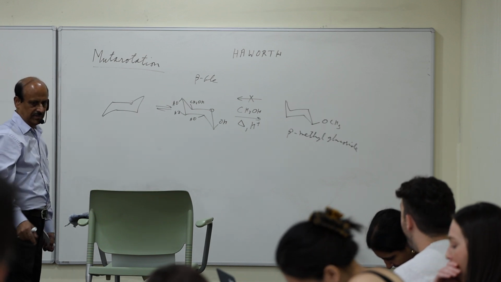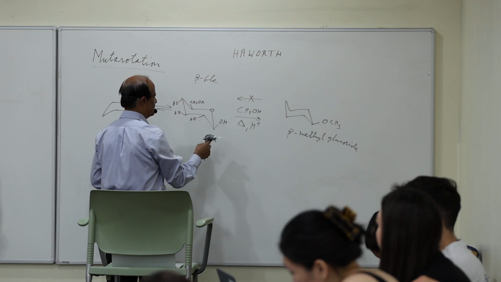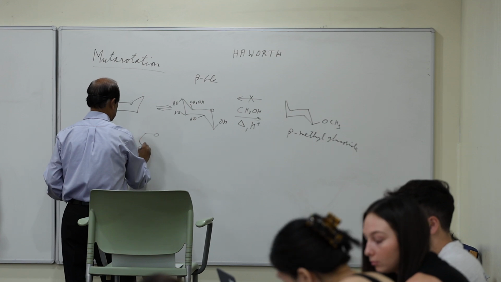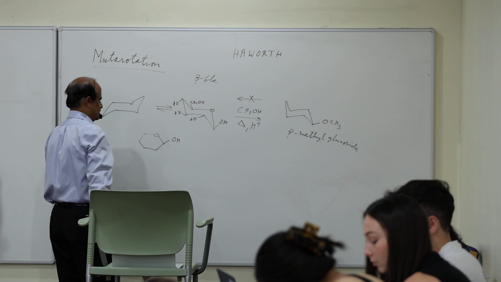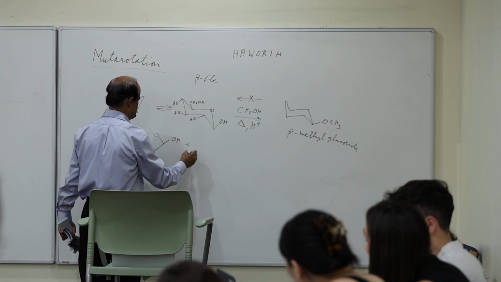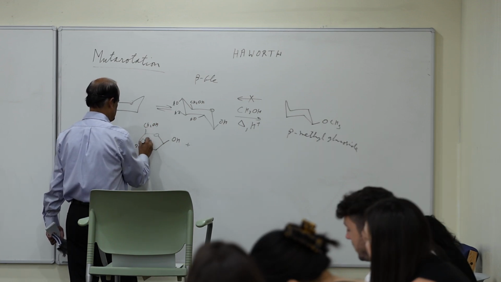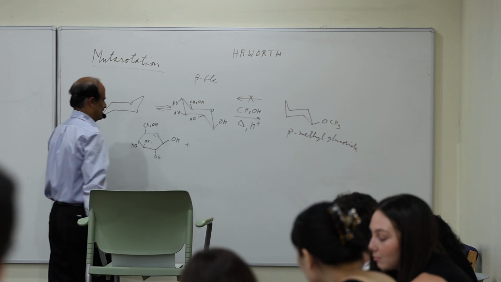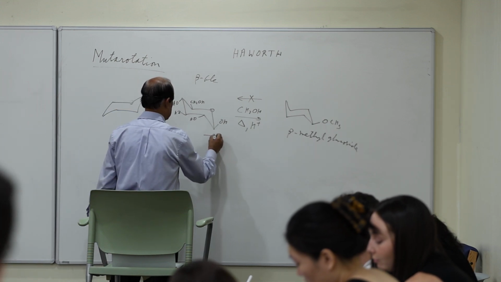So you can have a disaccharide which provides the other OH. Let me write that. So let's say glucose, you can write it this way also. So this is the beta OH. I'm not writing the other groups, and that can react with another glucose. So here is another glucose.